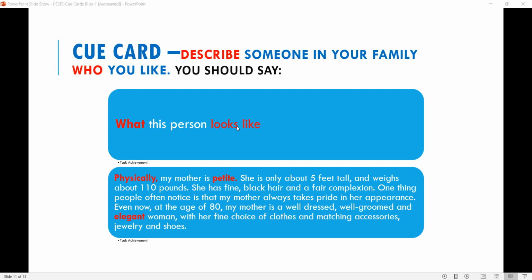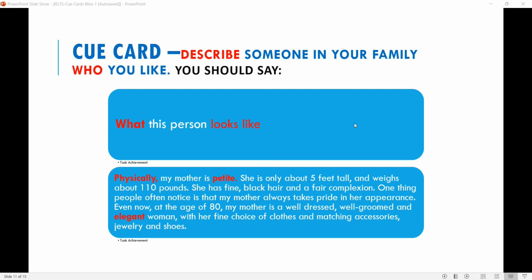She has fine black hair and a fair complexion. One thing people often notice is that my mother always takes pride in her appearance. Even now, at the age of 80, my mother is a well dressed, well groomed, and elegant woman with a fine choice of clothes and matching accessories, jewelry, and shoes. So, we are making sure that we are talking about looks.